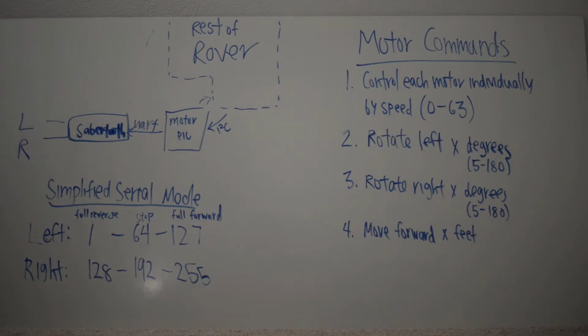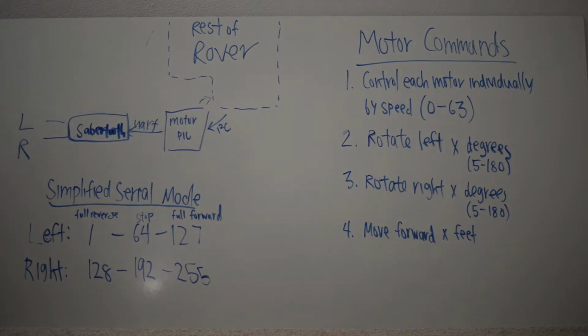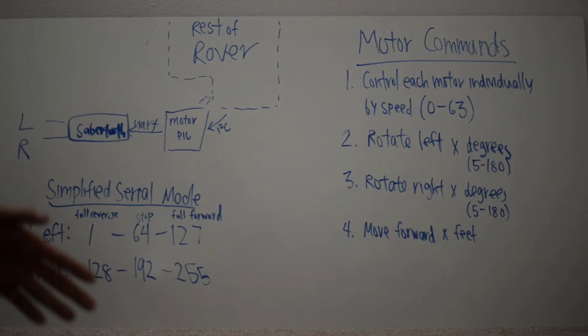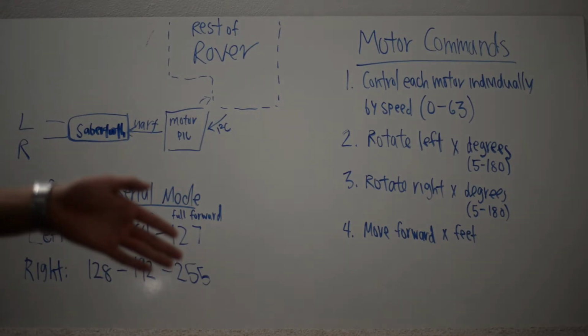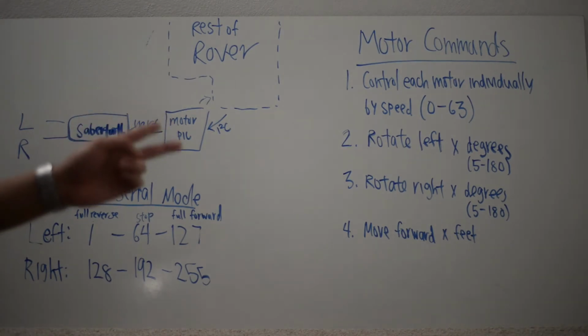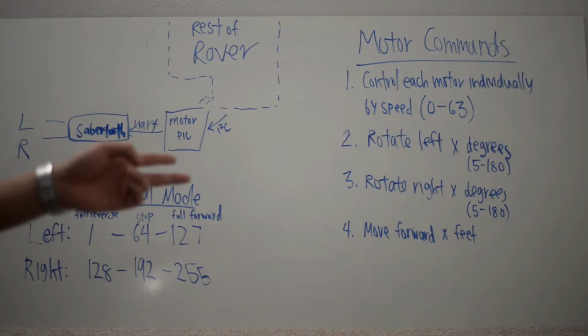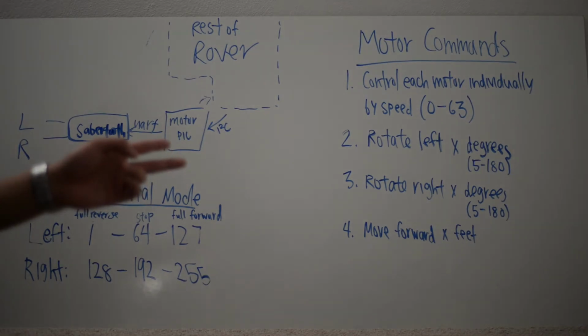And then we had 4 motor commands as listed right here. The first motor command was to control each motor individually by relative speeds, 0 to 63. This was for wall correcting, so it follows along the walls parallel. And then the second and third were rotate left and right x degrees. It goes from 5 degrees to 180 degrees, and then our final command was a distance command, which would move forward x feet.